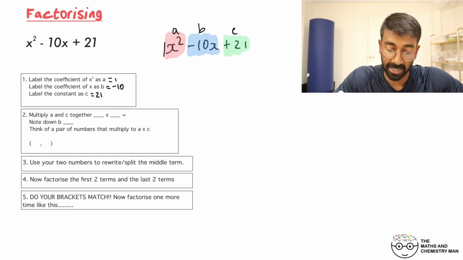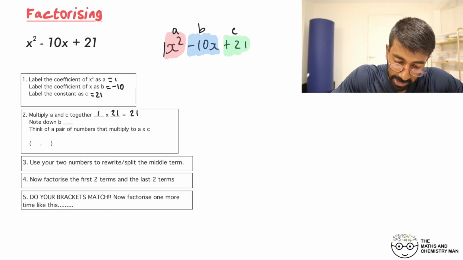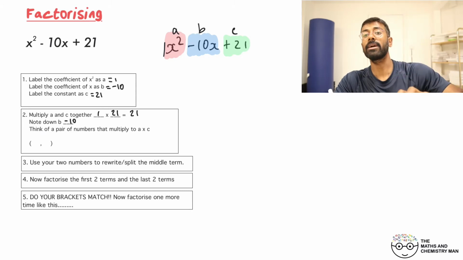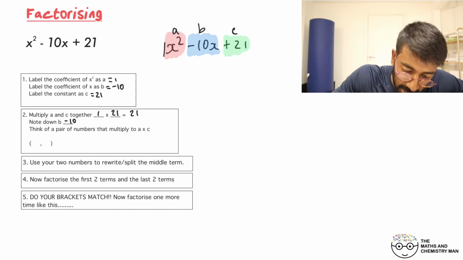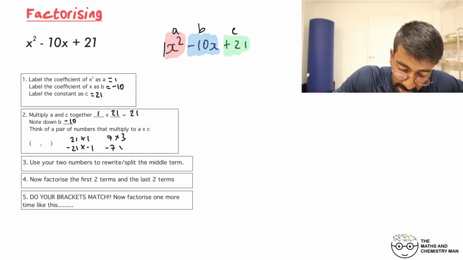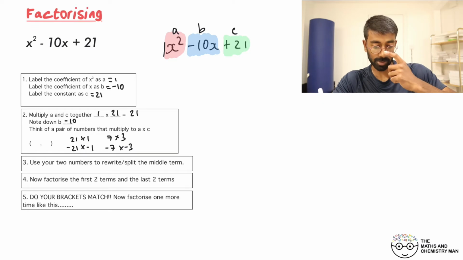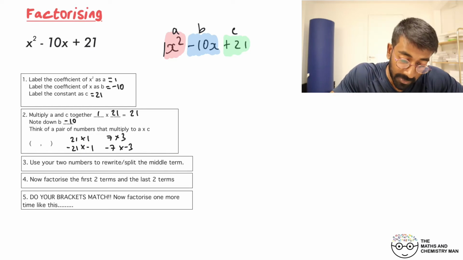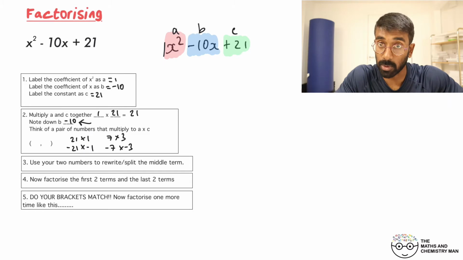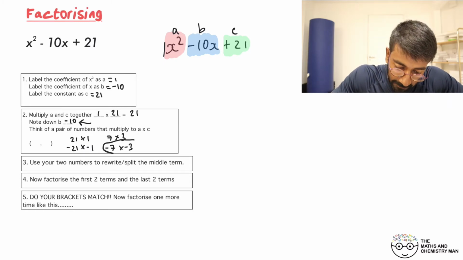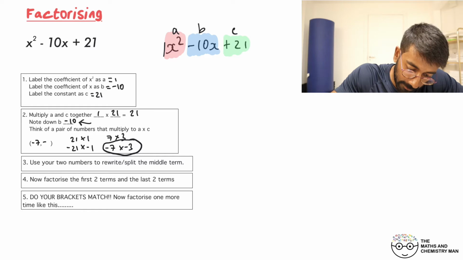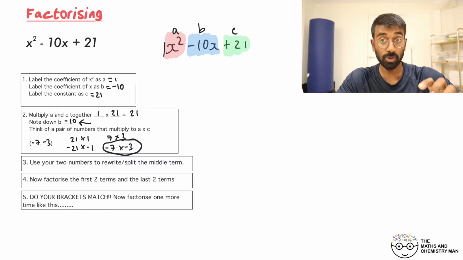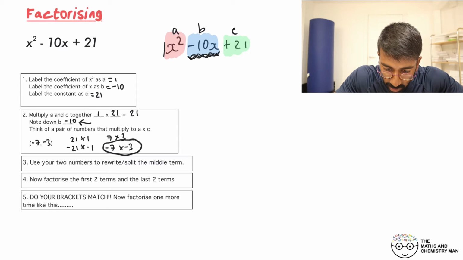So now multiply a and c together. That's 1 times 21, which is just 21. Make a note of what b is. That's minus 10. And now we've got to think of numbers that multiply to give us 21. So that's going to be 21 times 1, or minus 21 times minus 1. We can do 7 times 3, and then minus 7 times minus 3. Got all those options. Which one do we want? We want the one that adds to minus 10, because that's what b was. And which one is going to add to minus 10? That's that one in there. So minus 7 and minus 3. Perfect. We now use that to split up our middle term.